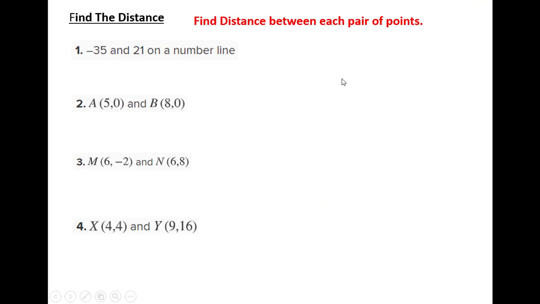Now, I gave you a mixture of questions, and he wants to find the distance between each pair of points. Okay, now the first one is finding the difference simply between two points. It means that I will use the number line rule. The rule here will be x2 minus x1 and that's it. So 21 minus 35 gives me 56.